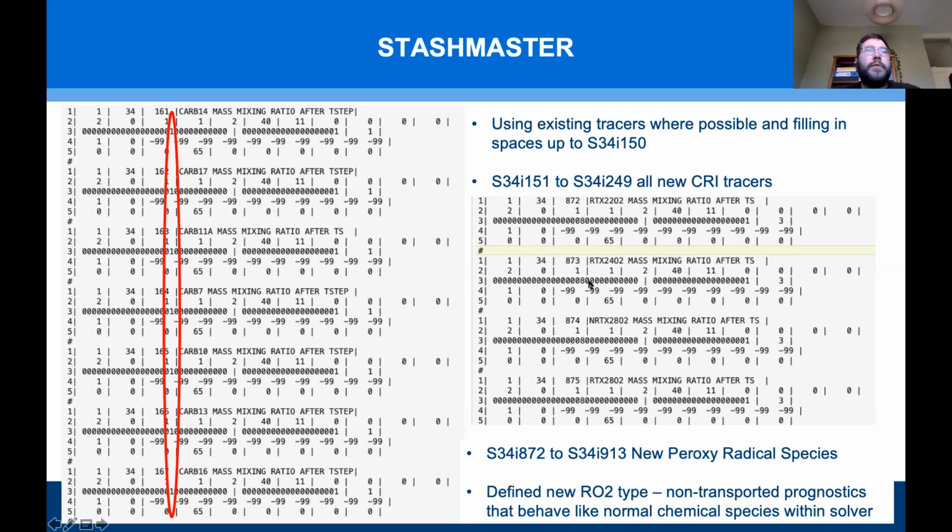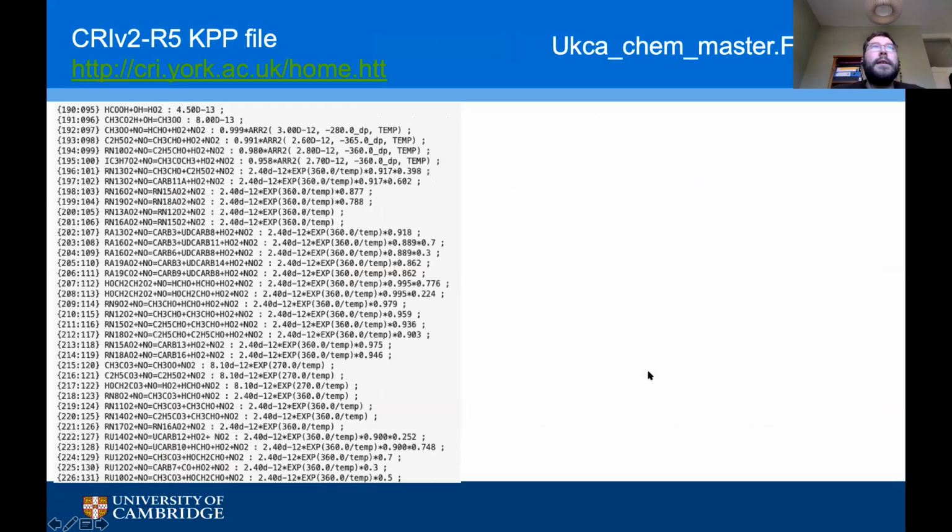And these ones here, which are in the higher numbers, so section 34, like above 872, these are all the non-transported peroxy radicals. So I defined a new type, which are these non-transported prognostics, which behave like normal chemical species within the solver, but are not transported. This is the initial KPP reaction files, which I've been working from.